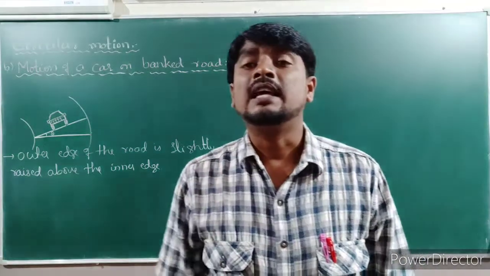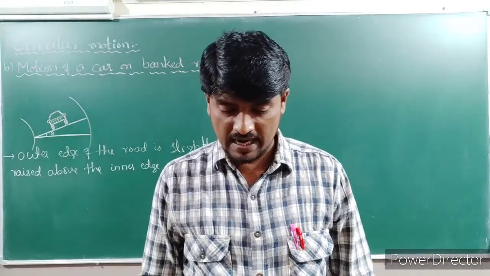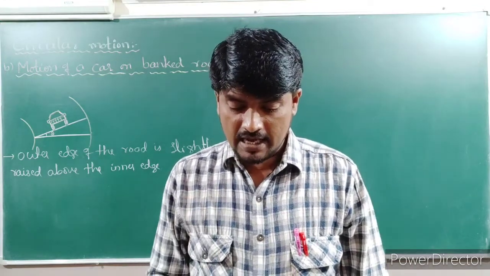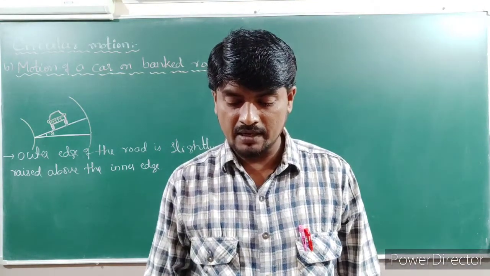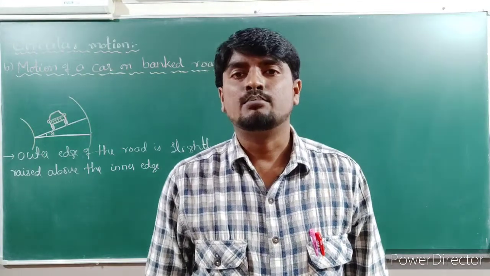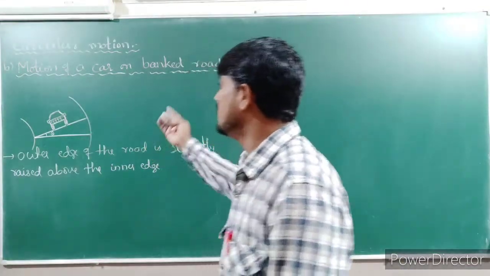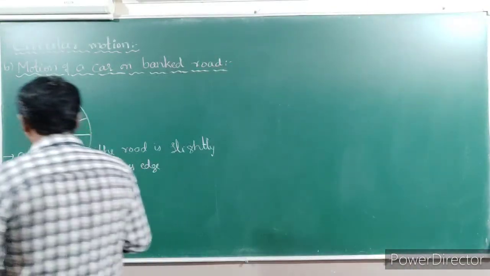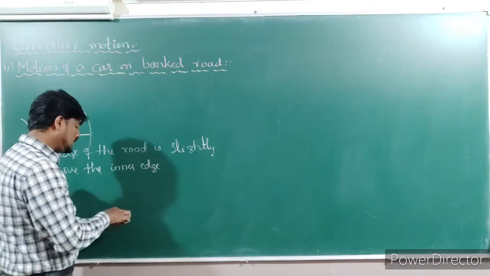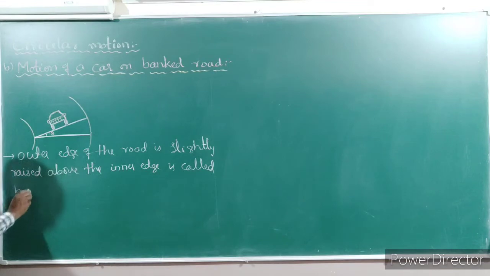Now friends, listen carefully. There is an important 5 marks derivation on this topic. The question goes like this: derive an expression for maximum safe speed of a vehicle on a banked road in circular motion. So we have to start our derivation with the banking of the road. The outer edge of the road is slightly raised above the inner edge, which is called banking of the road.